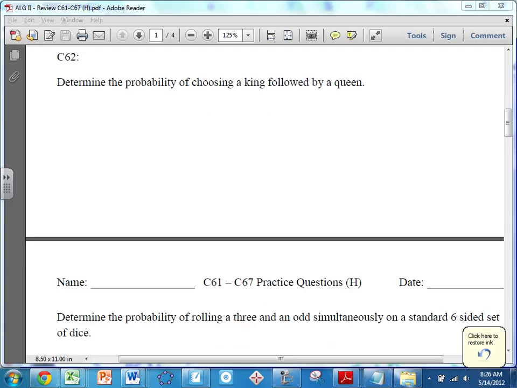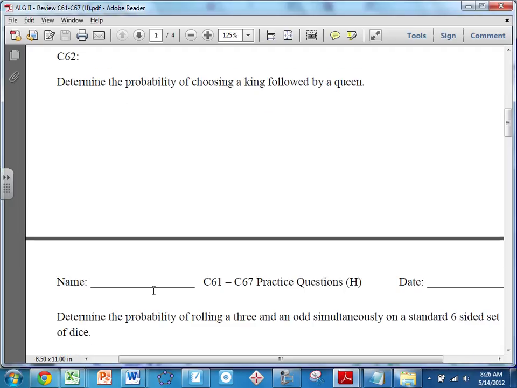All right, let's take a look at number 62. Determine the probability of choosing a king followed by a queen, out of a standard deck of cards. Sorry, it was late. King followed by a queen.